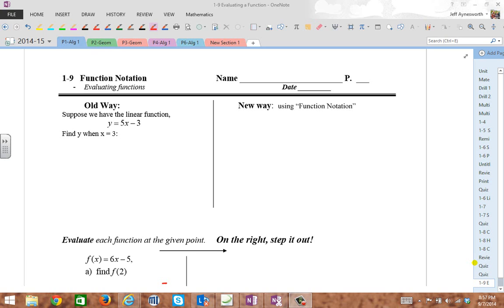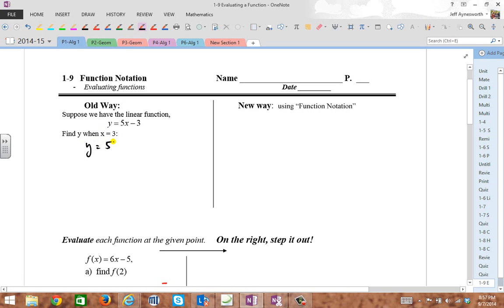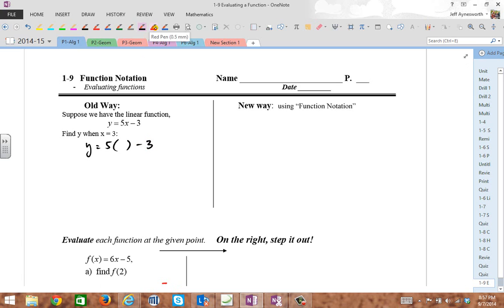Let's take a linear function such as y equals 5x minus 3, and let's find y when x is 3. You've seen this and you've done this before. What we need to do is take our function, which is y equals 5 times whatever x is minus 3, and substitute 3 in.